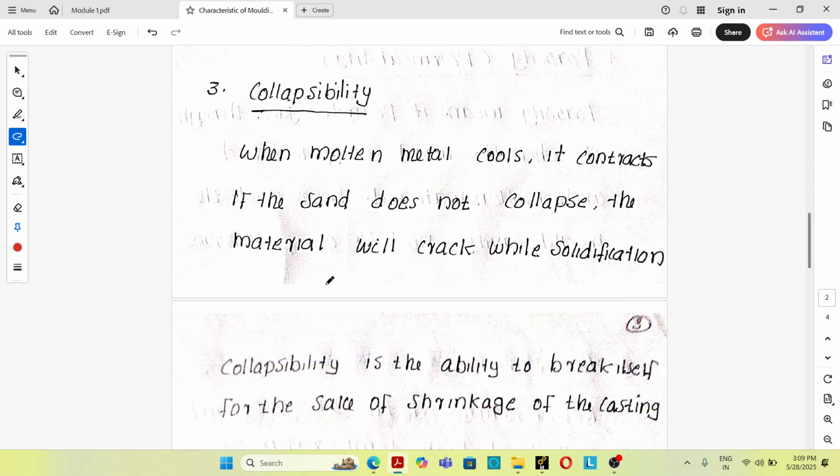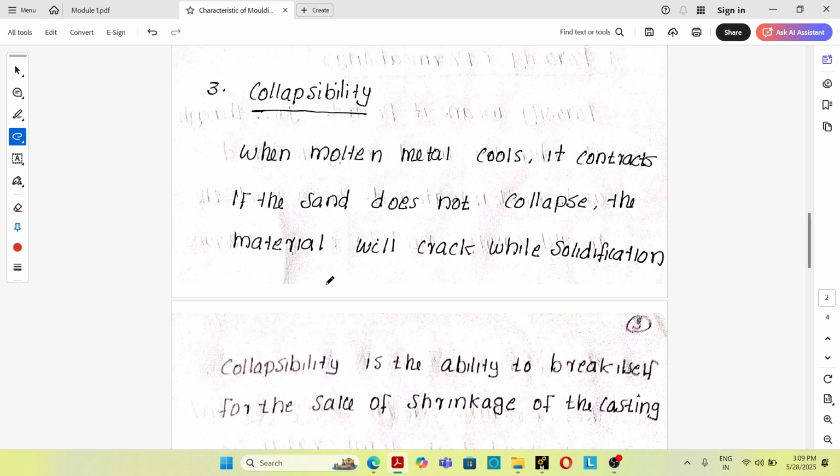The third one is collapsibility. This is a very important characteristic of a sand casting mold. If the collapsibility is low, there is a chance that the casting will crack. During the solidification process, the casting will shrink volumetrically. Due to that shrinkage, high stress will be produced. If this stress is not transferred to the sand casting mold and the mold does not collapse, a crack will be produced in the casting.